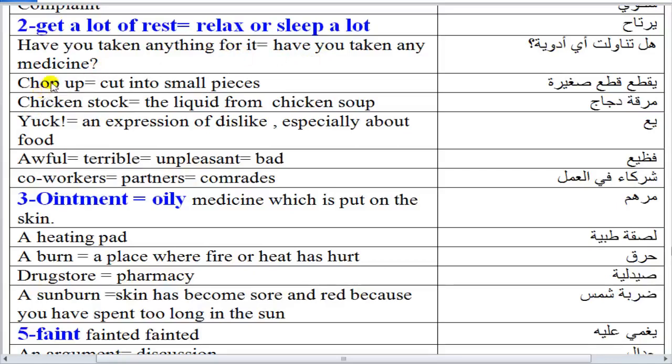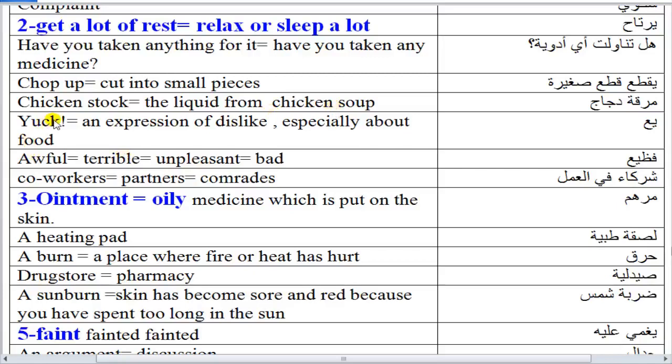Chop up, cut into small pieces. The T is a soft D. Chicken stock. British stock, American stock, chicken stock. The liquid from chicken soup.